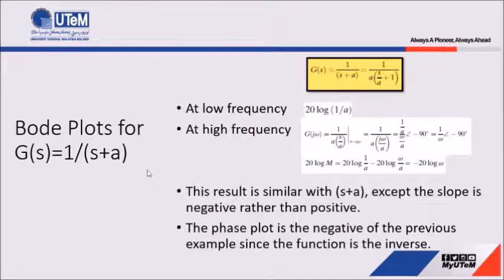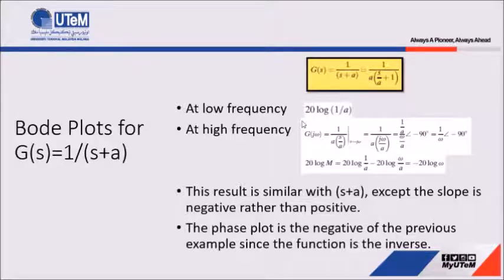Next, if the denominator of G(s), for example G(s) equals 1 over s plus a, then based on this transformation we can rearrange it like this, because we want to make sure this part is equal to 1. From here we can confirm that a represents the cutoff frequency.